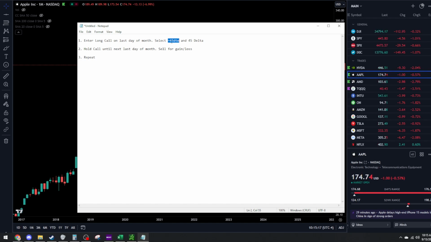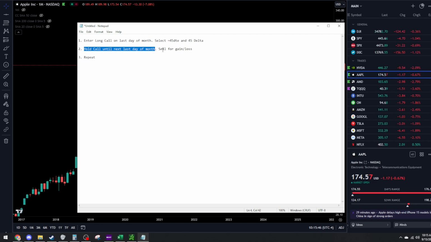So let's say you can't find 45, but there's 50 days till expiration. You select that one, and you would select around the 45 delta, right? Or select the strike that's closest to the 45. So if it's like a 50 delta, 49 delta, or like a 43 delta, that's what you want to pick, right? The closest one.